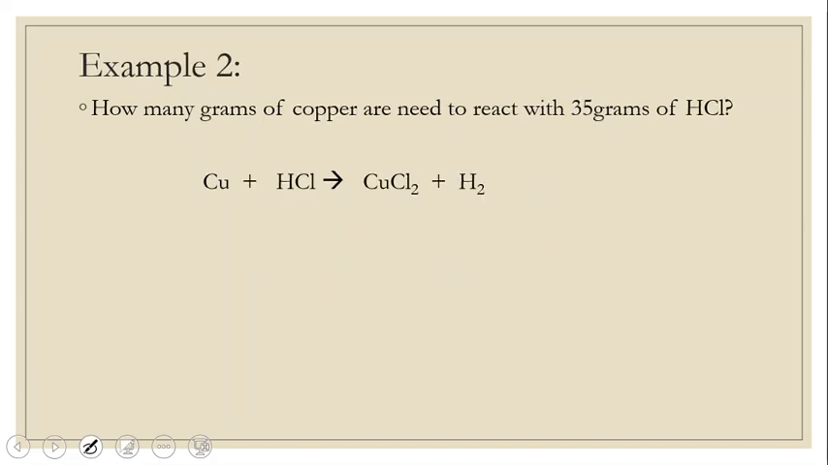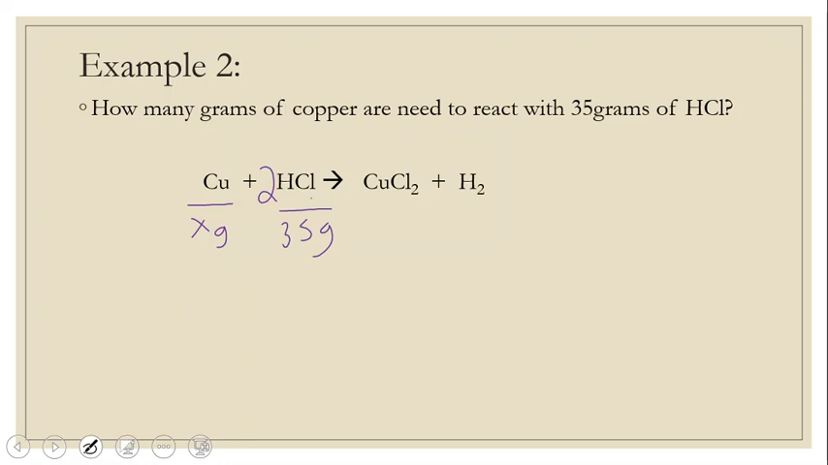Next example. First, check the equation is balanced. There's not. 1 hydrogen, 1 chloride. On the right side, 2 of each, so I have to write a 2 over here. Now that is balanced. Now, how many grams of copper are needed to react with 35 grams of hydrochloric acid?